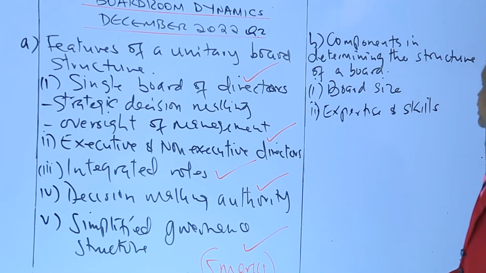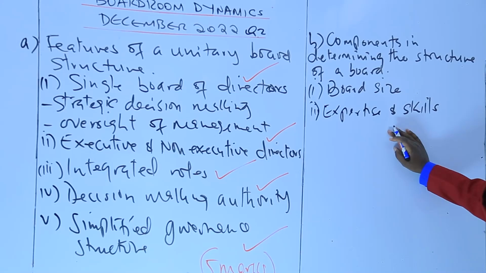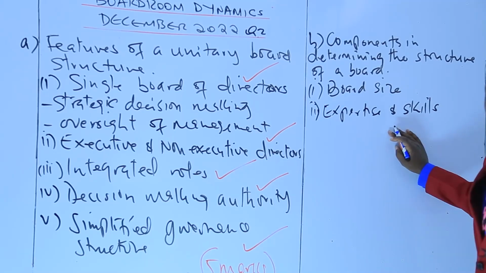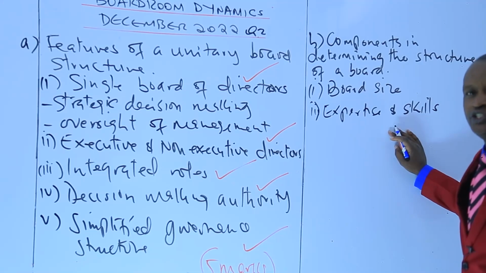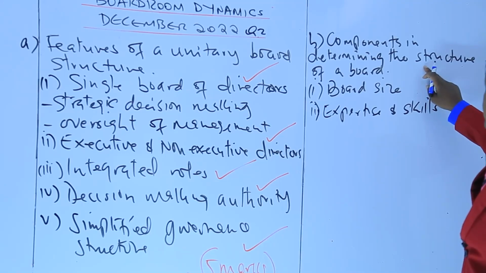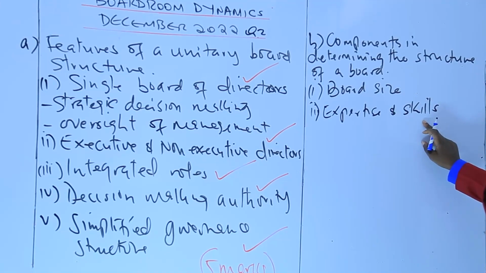Expertise and skills is a necessary component in determining the structure of the board. When coming up with the structure, identify the specific expertise and skills required on the board to effectively oversee the company's operations. That may include financial expertise, industry knowledge, legal knowledge, and so on. So when developing a structure of a board, one component is expertise and skills.